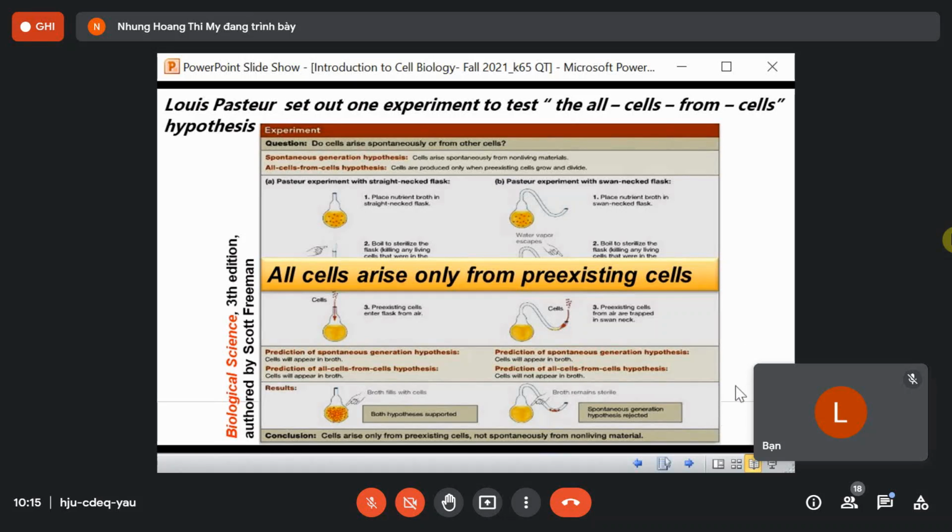Do you understand the experiment? Yes. Okay, good.